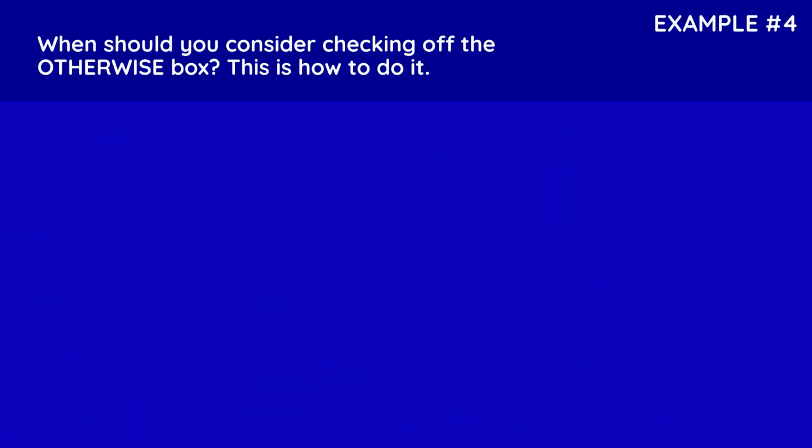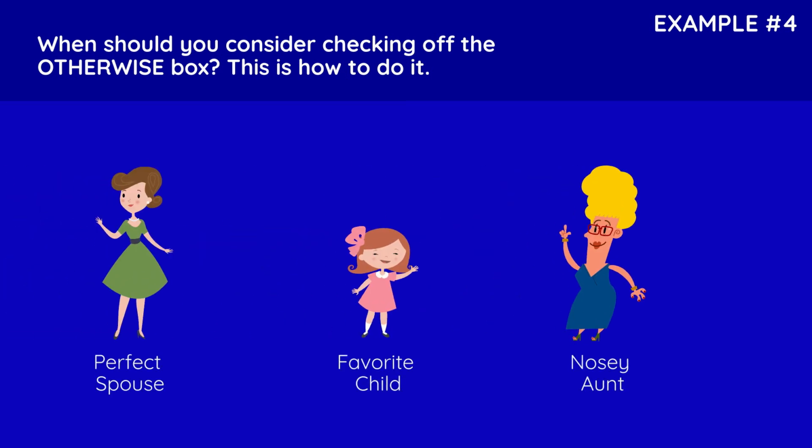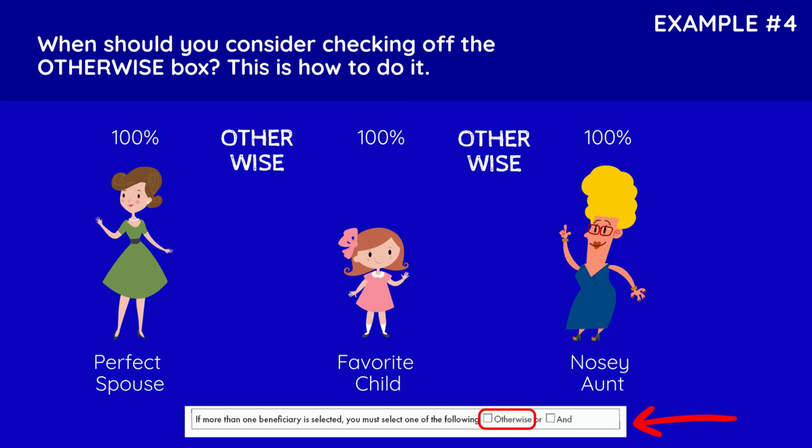When do you check the Otherwise box? You can choose to leave all of the benefit to one person, and should that person also be deceased at the time of payment, the next person listed will receive it. So, in this example, our perfect spouse will get 100%. But if our perfect spouse is not living at the time of payment, then it will go to our favorite child. If both our perfect spouse and favorite child are not living at the time of payment, then our nosy aunt will receive the benefit. This is when you check off the Otherwise boxes.